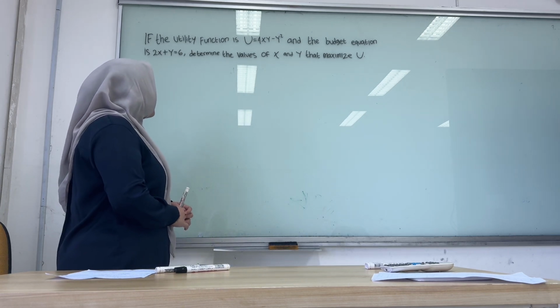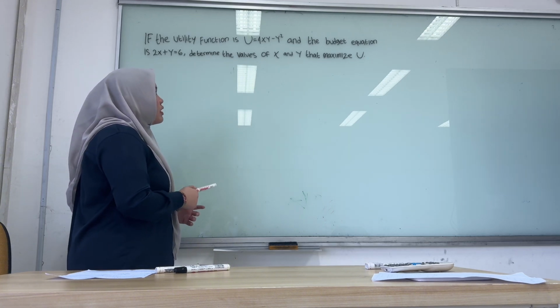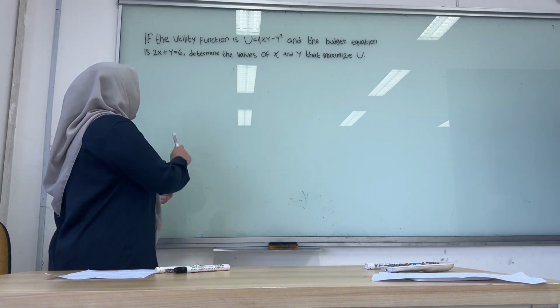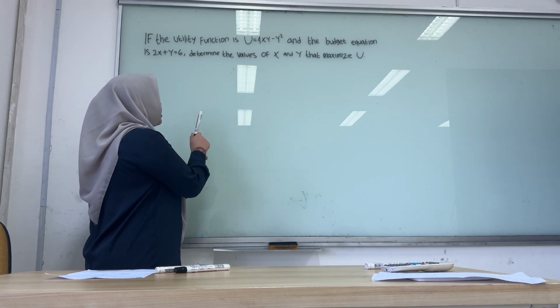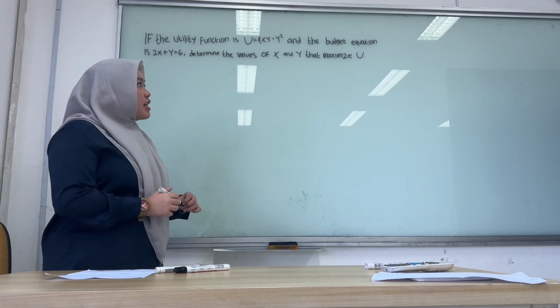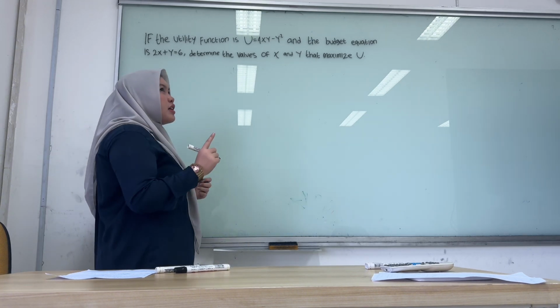If the utility function is u equals 4xy minus y squared and the budget equation is 2x plus y equals 6, determine the values of x and y that maximize u. So, the first thing we need to find is f(x,y).